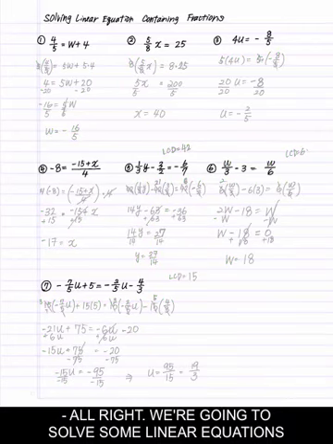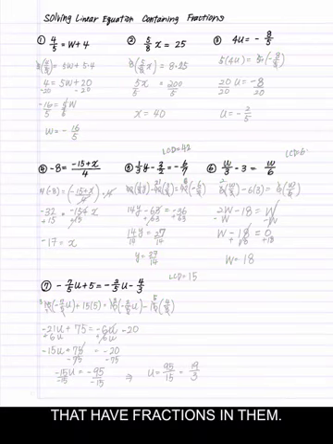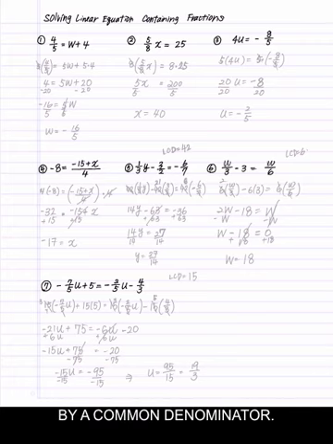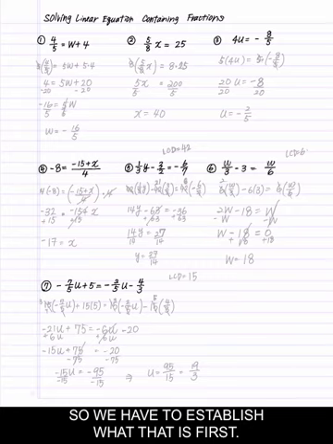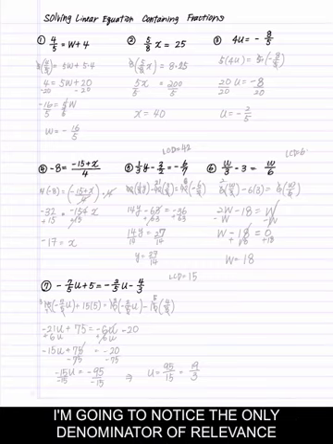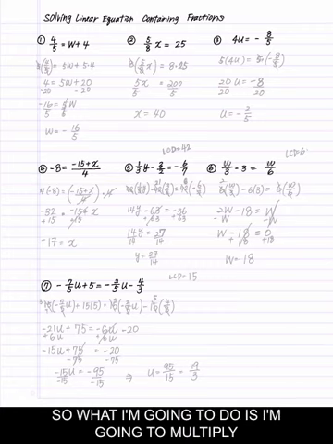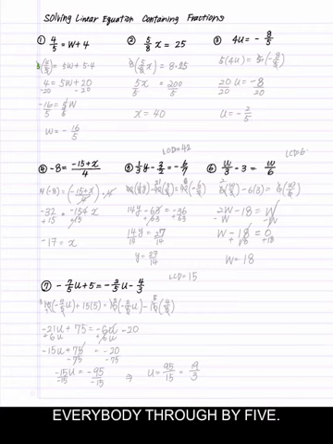All right, we're going to solve some linear equations that have fractions in them. And what we're going to do is multiply everything through by a common denominator. So we have to establish what that is first. Going to my first example here, I'm going to notice the only denominator of relevance in this case is 5. So I'm going to multiply everybody through by 5.